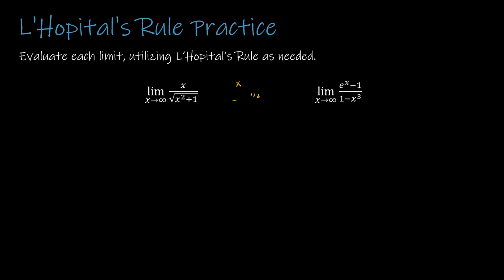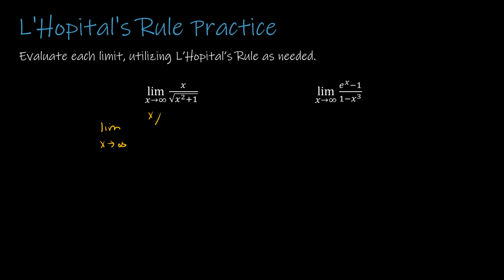So typically what you're going to do on a question like this is you're going to look for the greatest degree of x. So here x is to the first degree. This is x squared, but it's the square root of x squared, so that's actually x to the first also. So what I'm going to do is rewrite this as the limit as x approaches infinity, and I'm going to take everything divided by x.